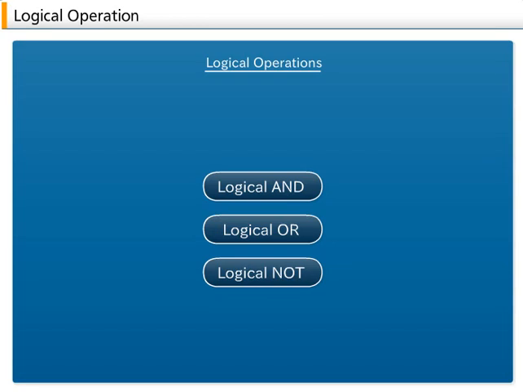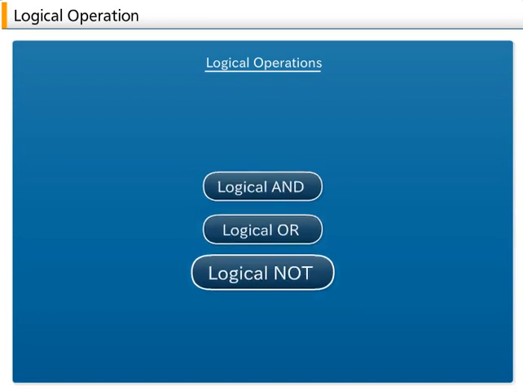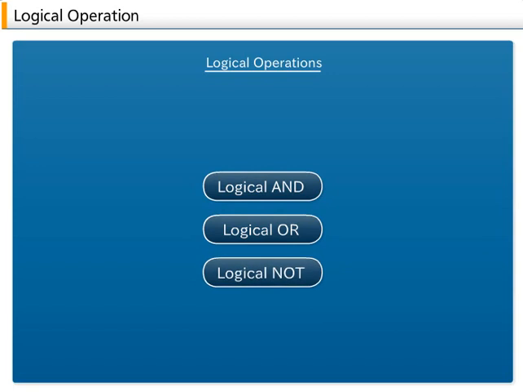Logical operation. Among the basic logical operations, there are logical and, logical or, and logical not. We will consider condition A and condition B. When the condition is true, it is 1. When it is false, it is 0. There is also a method to represent these using T for true, and F for false.